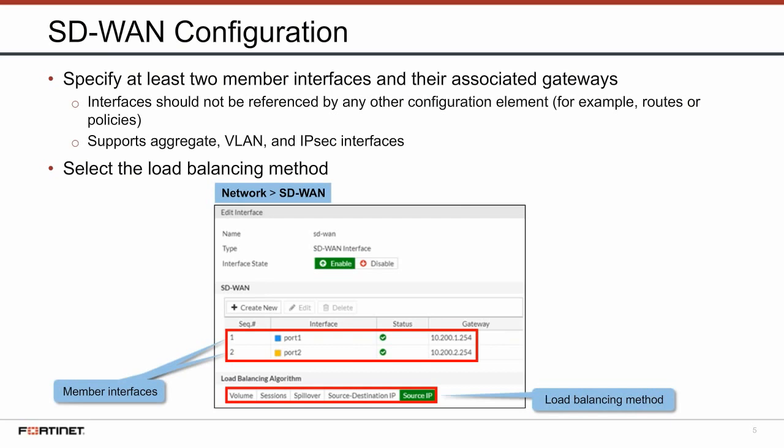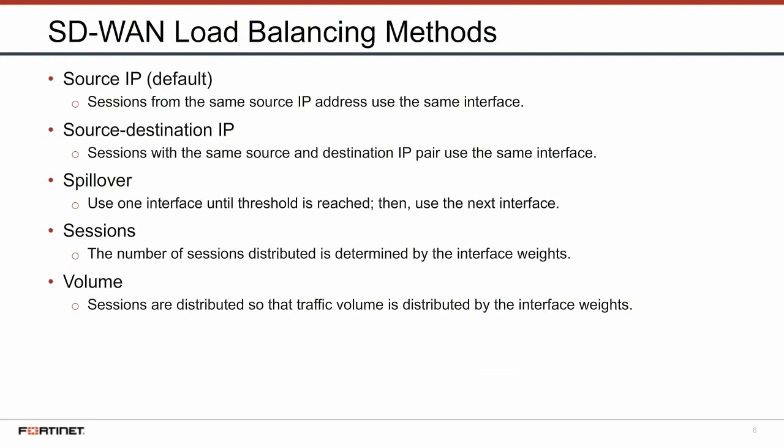When you enable SD-WAN, you must specify the load balancing method. SD-WAN load balancing uses traffic distribution methods that are similar to those used by Equal Cost Multipath, ECMP. However, SD-WAN link load balancing includes one more balancing method: volume. SD-WAN link load balancing uses these methods.